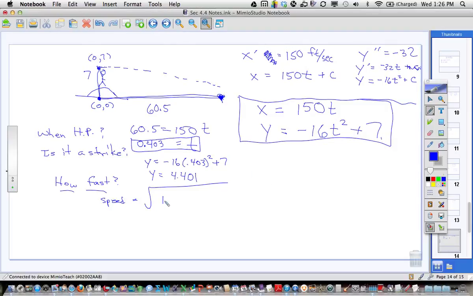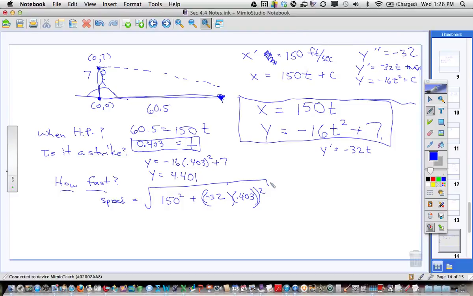So we would want x prime squared, and x prime never changes. X prime is a constant, so that's 150 squared. And what would the y prime be? Y prime was negative 32t. But what's t? The 0.403. So we're going to have negative 32 times 0.403, and then all of that squared, and then the square root of that whole thing. So go ahead and do that.